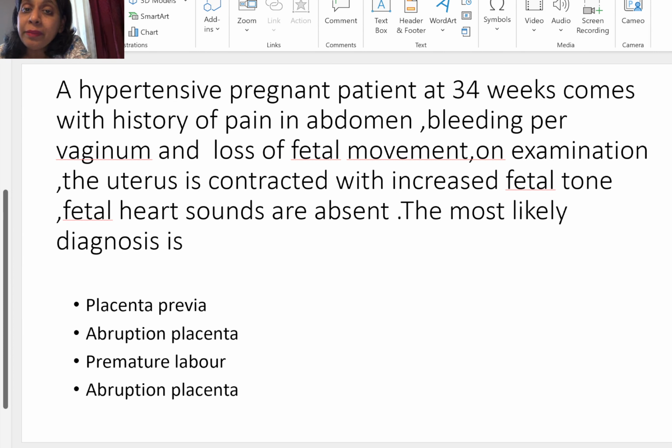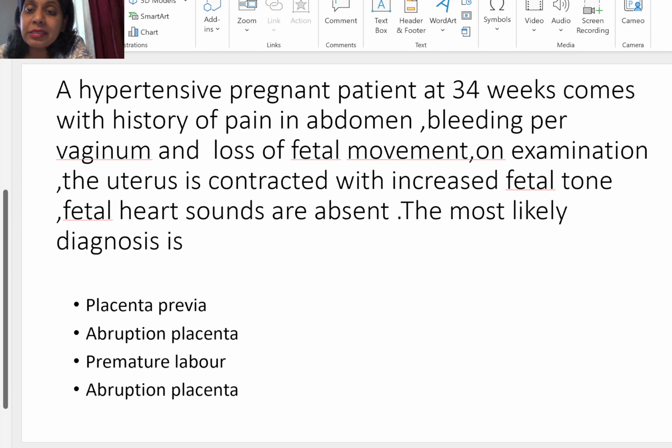The third is premature labor. If it is premature labor, then why is there fetal distress? Why is there a tender abdomen? Why is there increased fetal tone? Okay, are you getting my point? Why was the fetal heart rate absent? Right, so this is not premature labor.